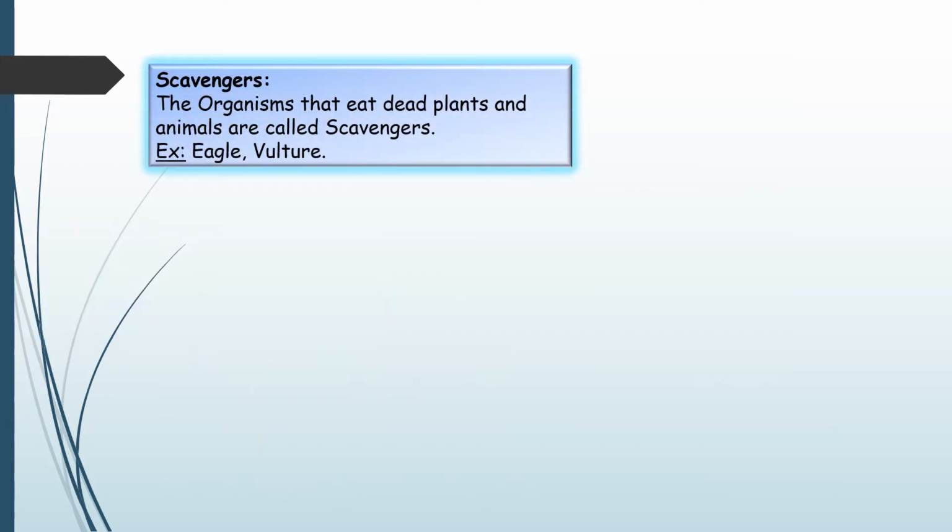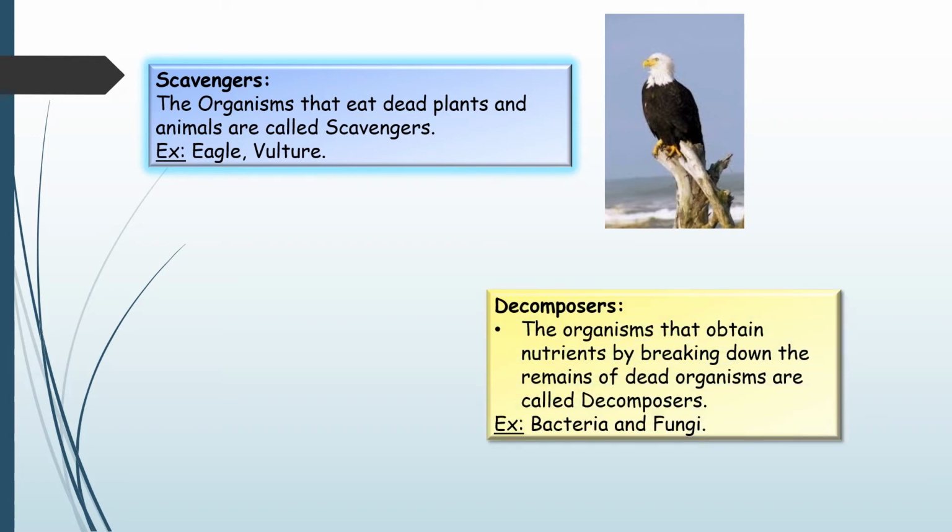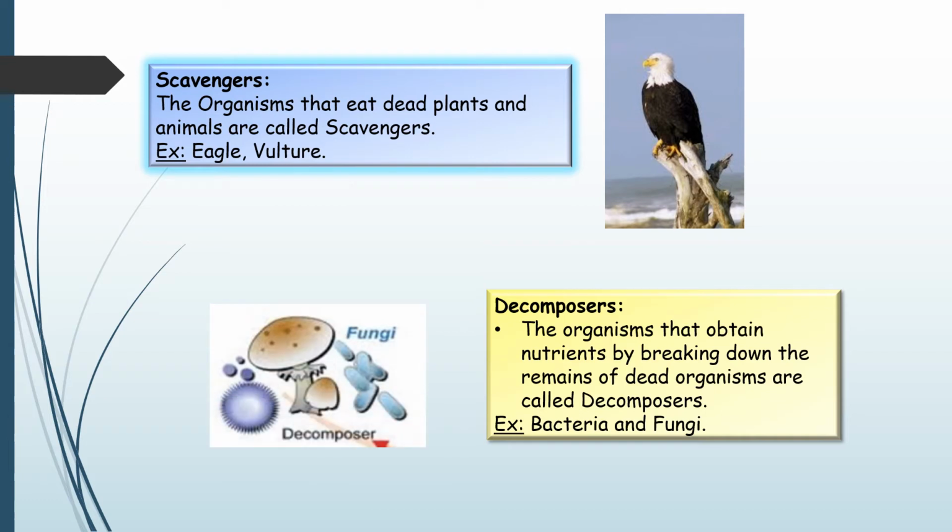Scavengers. The organisms that eat dead plants and animals are called scavengers. Example, eagle and vulture. Decomposers. The organisms that obtain nutrients by breaking down the remains of dead organisms are called decomposers. Example, bacteria, fungi and mushroom too. These scavengers and decomposers play an important role in the food chain.